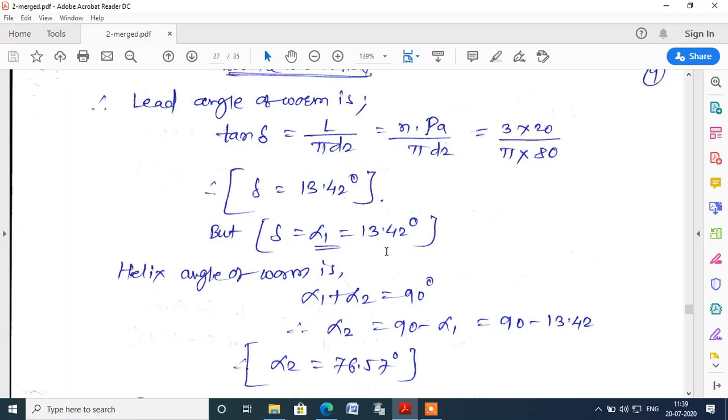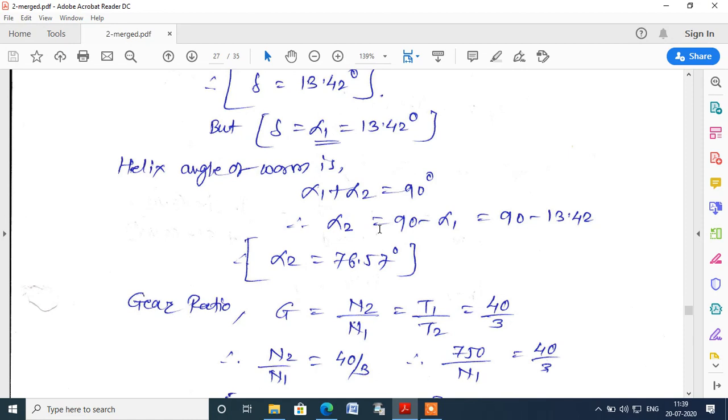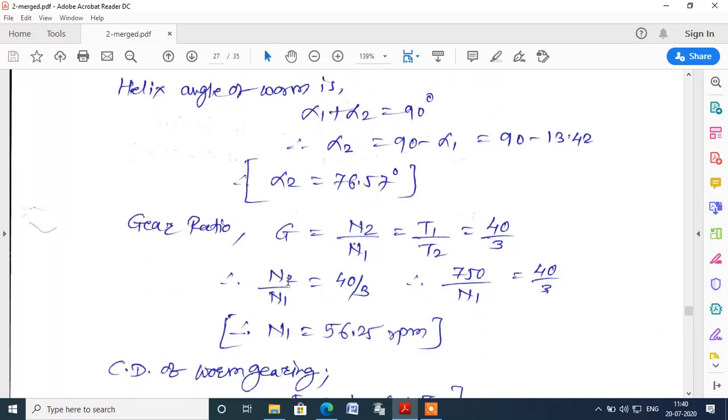Now next, helix angle of worm: alpha 1 plus alpha 2 equal to 90 degree, because we know that alpha 1 plus alpha 2 is always equal to 90. So alpha 2 equal to 90 minus alpha 1, so 90 minus 13.42, we will get 76.27 degree. Now next, gear ratio. Gear ratio is N2 by N1 and that is equal to T1 by T2, so 40 by 3. Now N2 is given, so we can easily calculate N1. So N1 is 56.25 rpm. You have to check the answers, solve in the calculator.